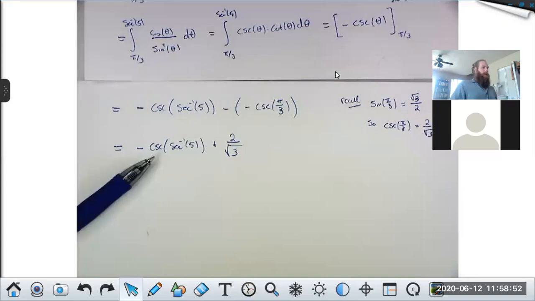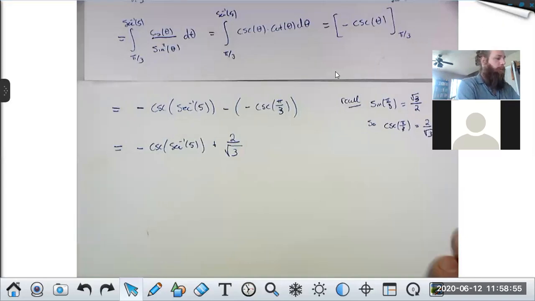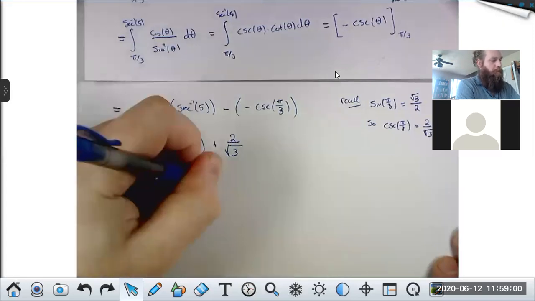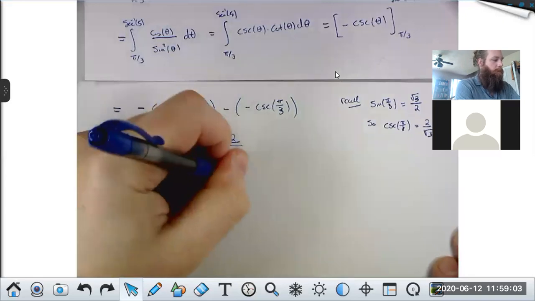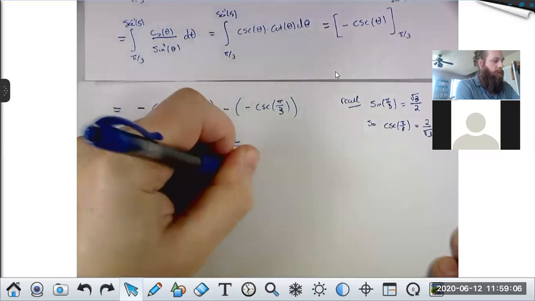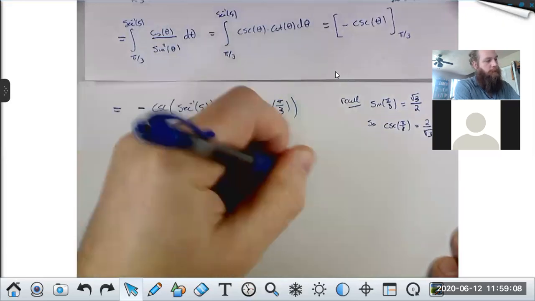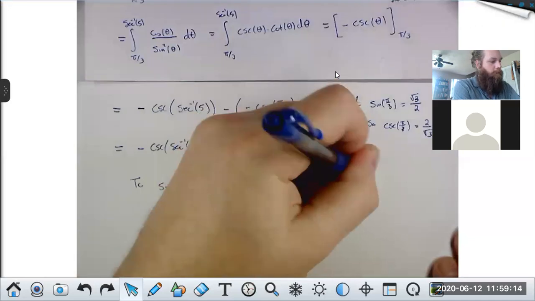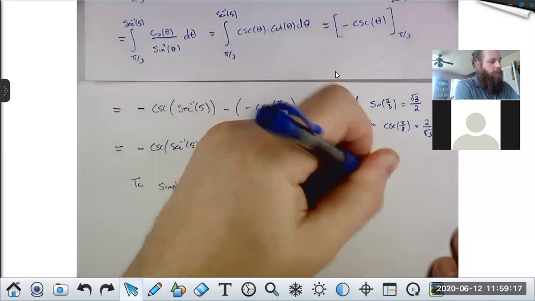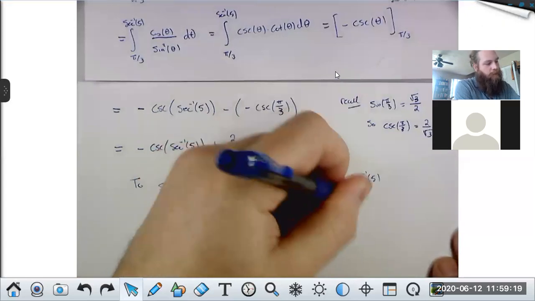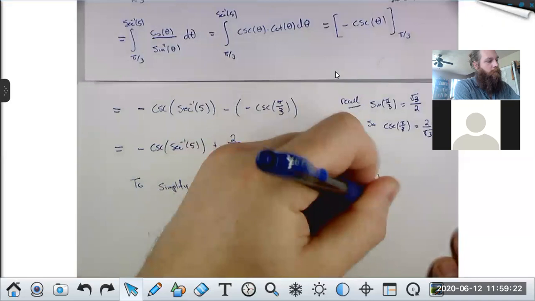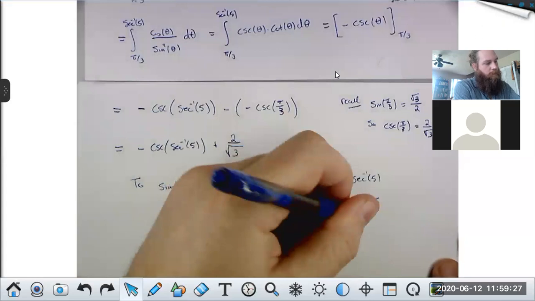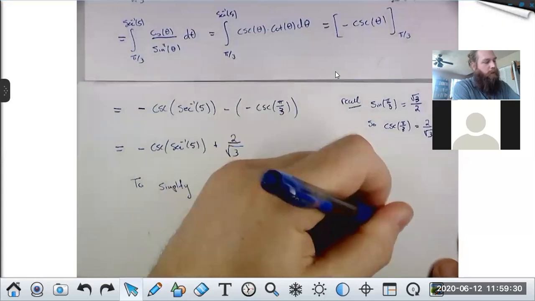To simplify, forget about the negative just for a minute. The cosecant of the secant inverse of 5, we let theta, or I should use a different variable here, let phi be the inverse secant of 5. That means the secant of phi is 5. Another way to say that is the cosine of phi is 1/5. And I interpret that geometrically.